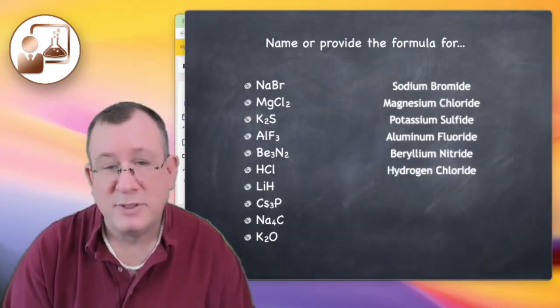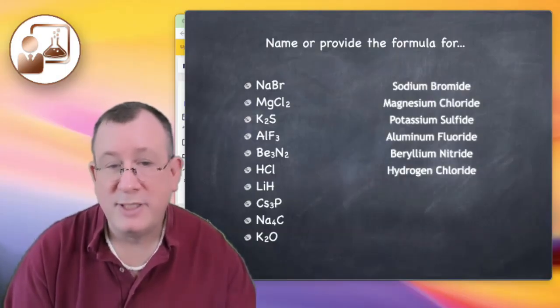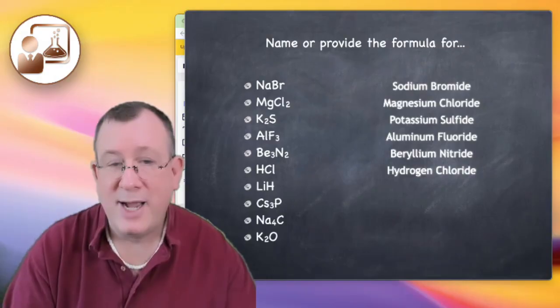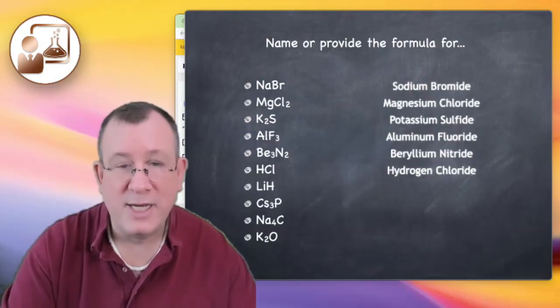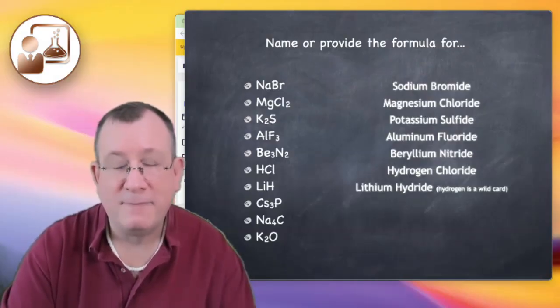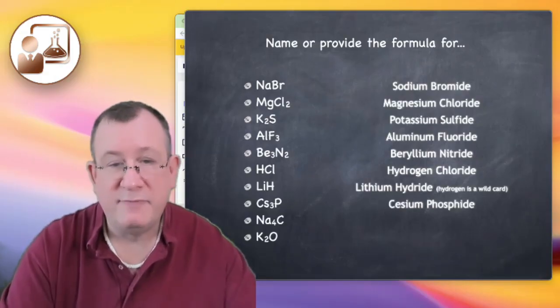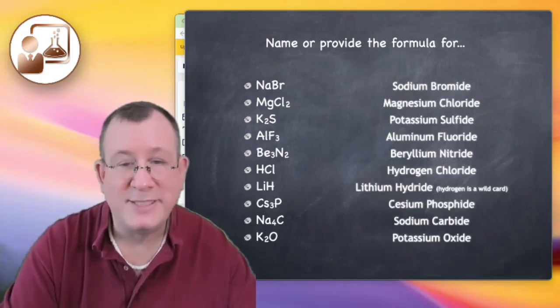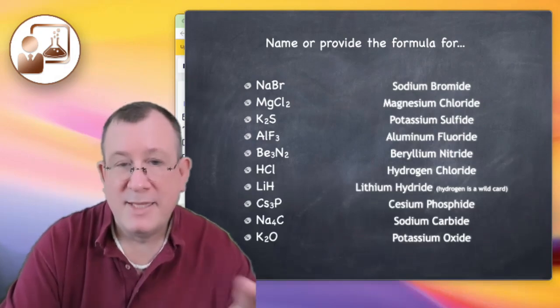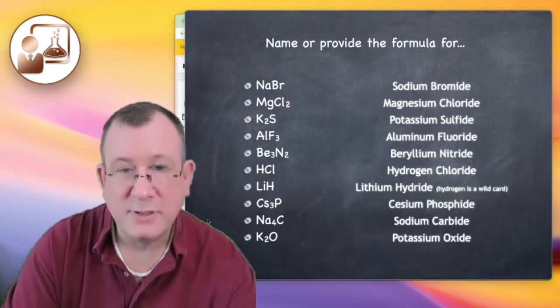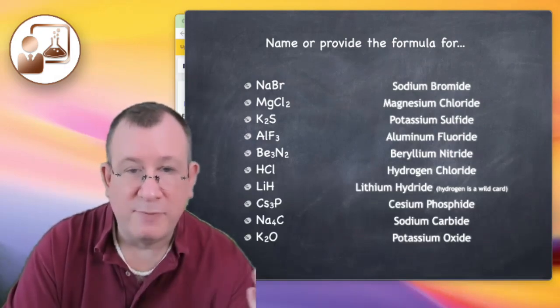Other times, it goes on the end, like when it reacts with lithium. Lithium and hydrogen, then that's lithium ion, but hydride ion now. So the name becomes lithium hydride. Hydrogen is a wild card. You can use it either way. Cesium phosphide, sodium carbide, potassium oxide, it follows the same pattern. This is how you get the names of these compounds from their formulas.